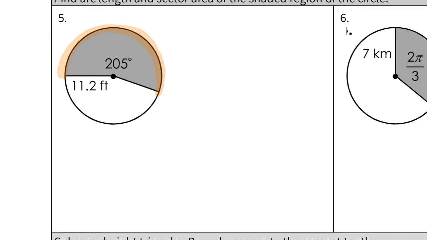So the formula for arc length, and we use the letter S, by the way, so arc length, it's a little s, is equal to r times theta. But it's important that your theta is in radians. So that means that we're going to have to convert that angle to radians within the formula. You could do it separately, but I like to do it within the formula.